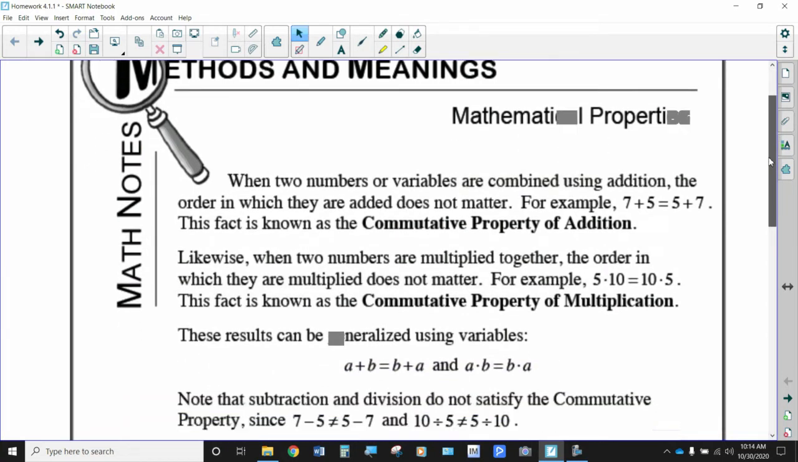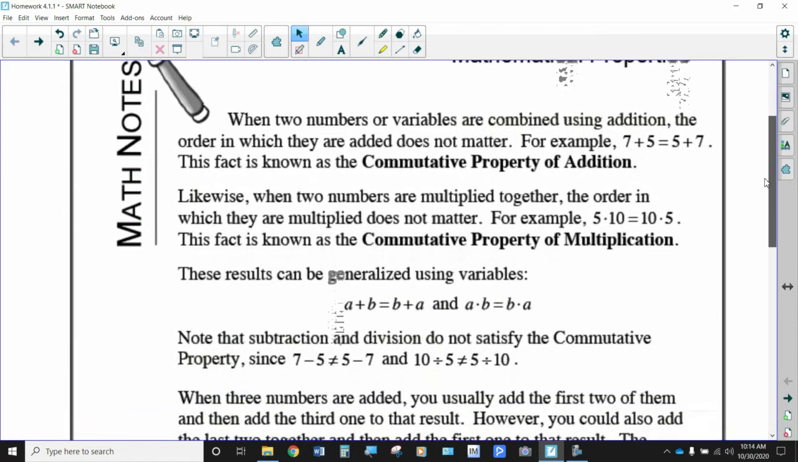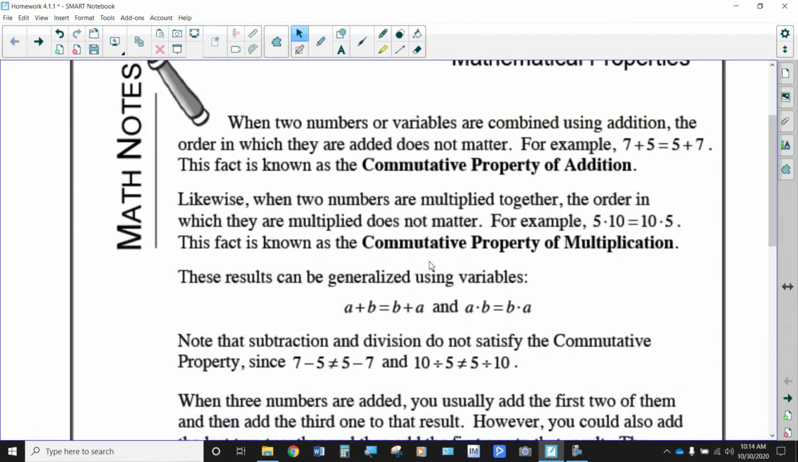We talked about these last week, where you can use the commutative property of addition and of multiplication to rearrange the order of terms that you're adding together or factors that are being multiplied together, and it is not going to change either the sum or the product. For instance, 7 plus 5 is going to be the same as 5 plus 7.